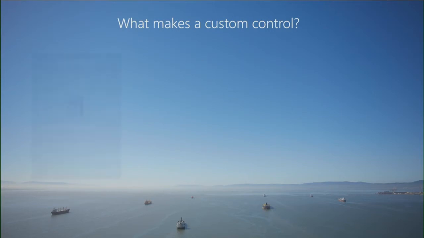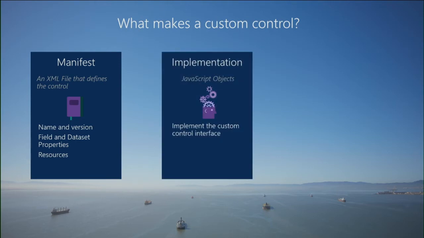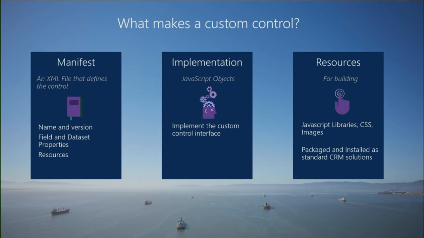So what makes a custom control? And this is getting more down into the weeds of custom controls. There is a manifest. And this manifest is a simple XML file, and it explains what the control does. So there's a name and a version. There's field and data set properties and resources inside the manifest. And then we have an implementation, and these are the JavaScript objects about implementing the custom control interface. So you're taking the custom control interface and you're implementing it, basically extending it. And then we have resources for building that out. We'll have JavaScript libraries, CSS, images, and then you can package, install, and deploy them out to your CRM.